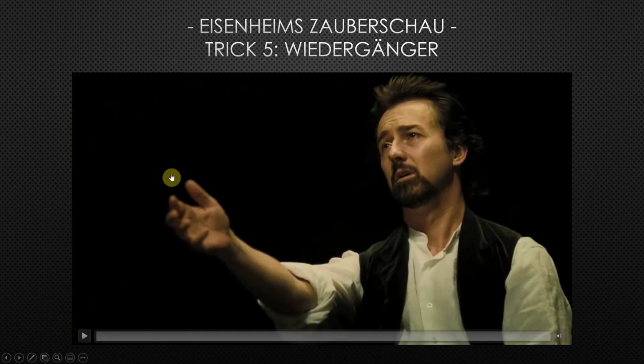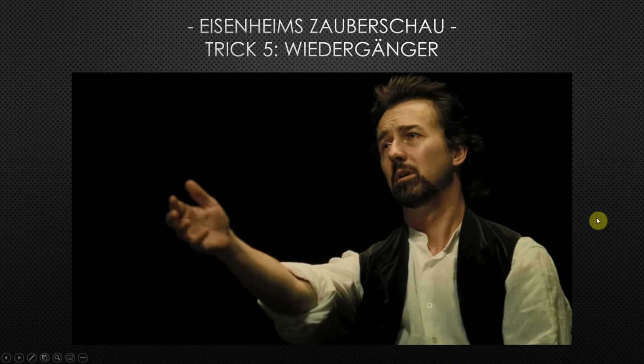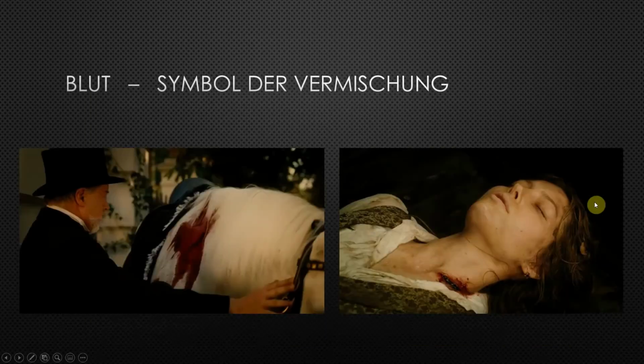So the ghost of Sophie he creates is implying that the prince murdered her, and the audience buys it, and so he stirs up the audience against the prince. And now there's some blood symbolism on the horse and on Sophie's body, which again is a symbol for intermixture.